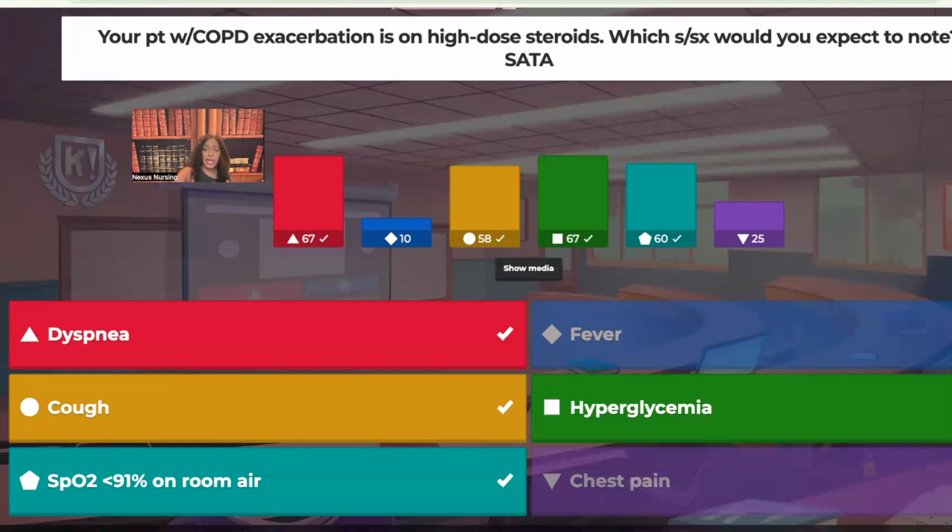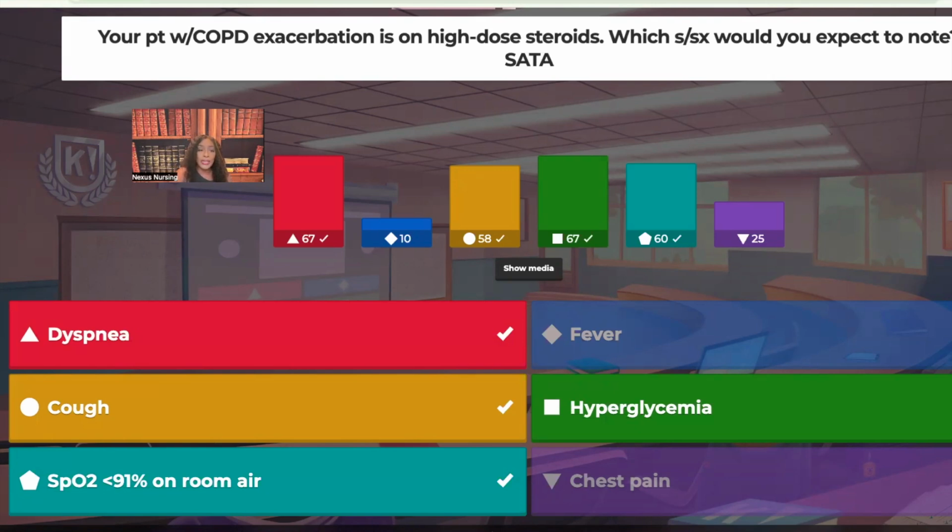Okay, let's talk about it. Dyspnea, difficulty breathing. Yes. Why? They've got COPD exacerbation. So this patient's got bronchitis, they've got emphysema, whatever's going, it's exacerbated. They're going to have difficulty breathing. Yes. Cough. Yes, we see that with COPD. Absolutely. And it's exacerbated.